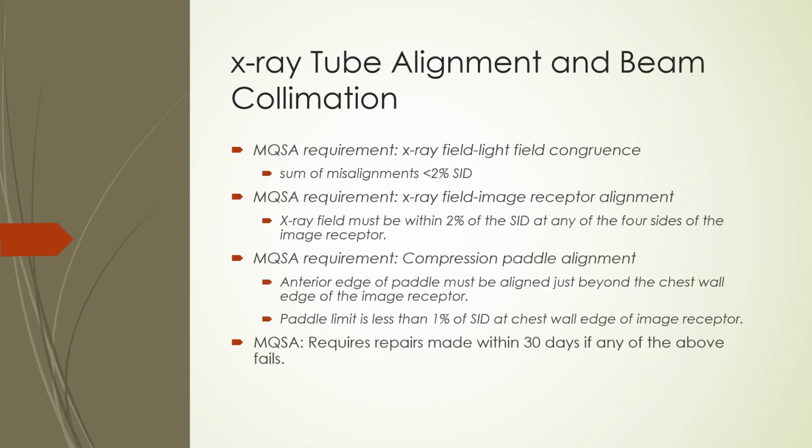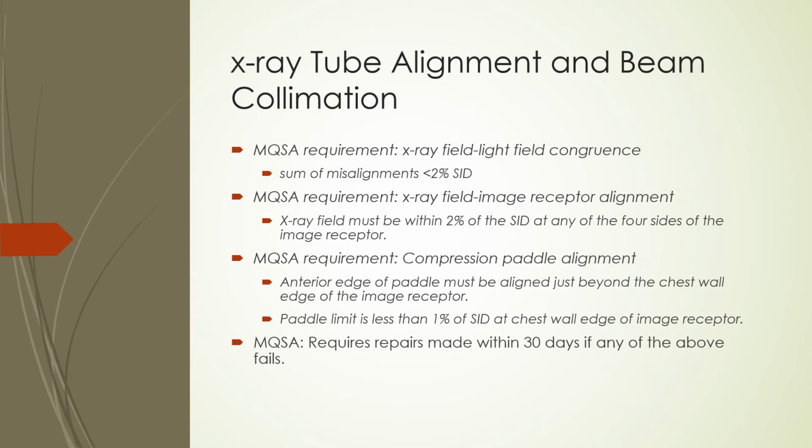Specific collimation requirements are listed on this slide. MQSA requires that the sum of X-ray field and light field misalignments on opposite sides must be less than 2% of the SID. Another MQSA requirement is that the X-ray field must not extend by more than 2% of the SID at any one of the four sides of the image receptor.